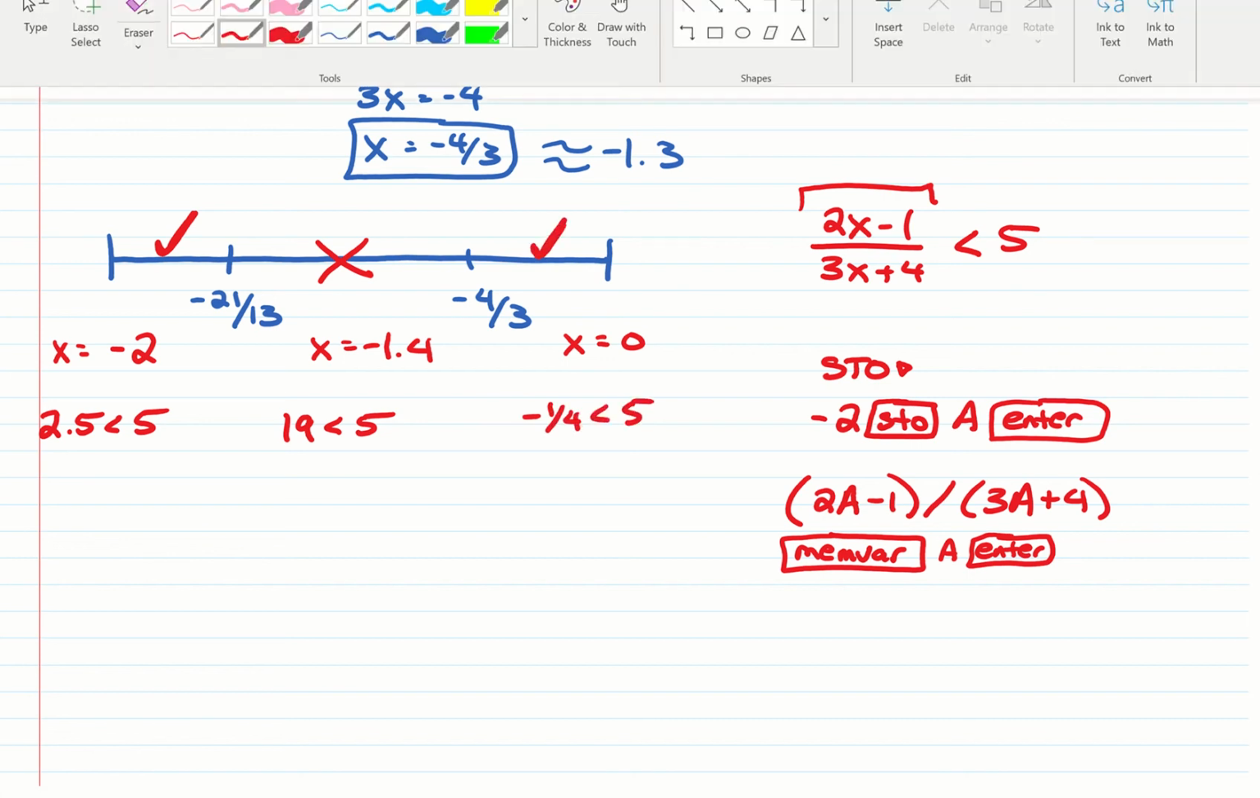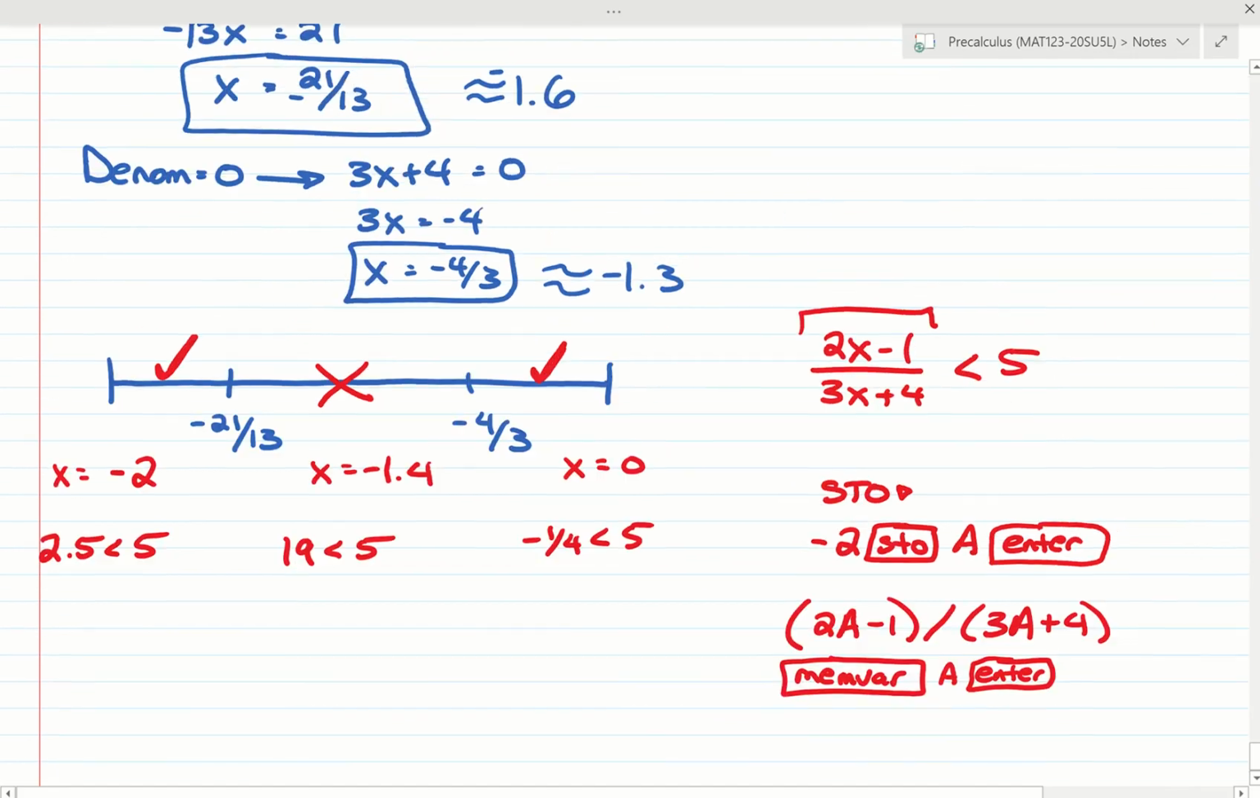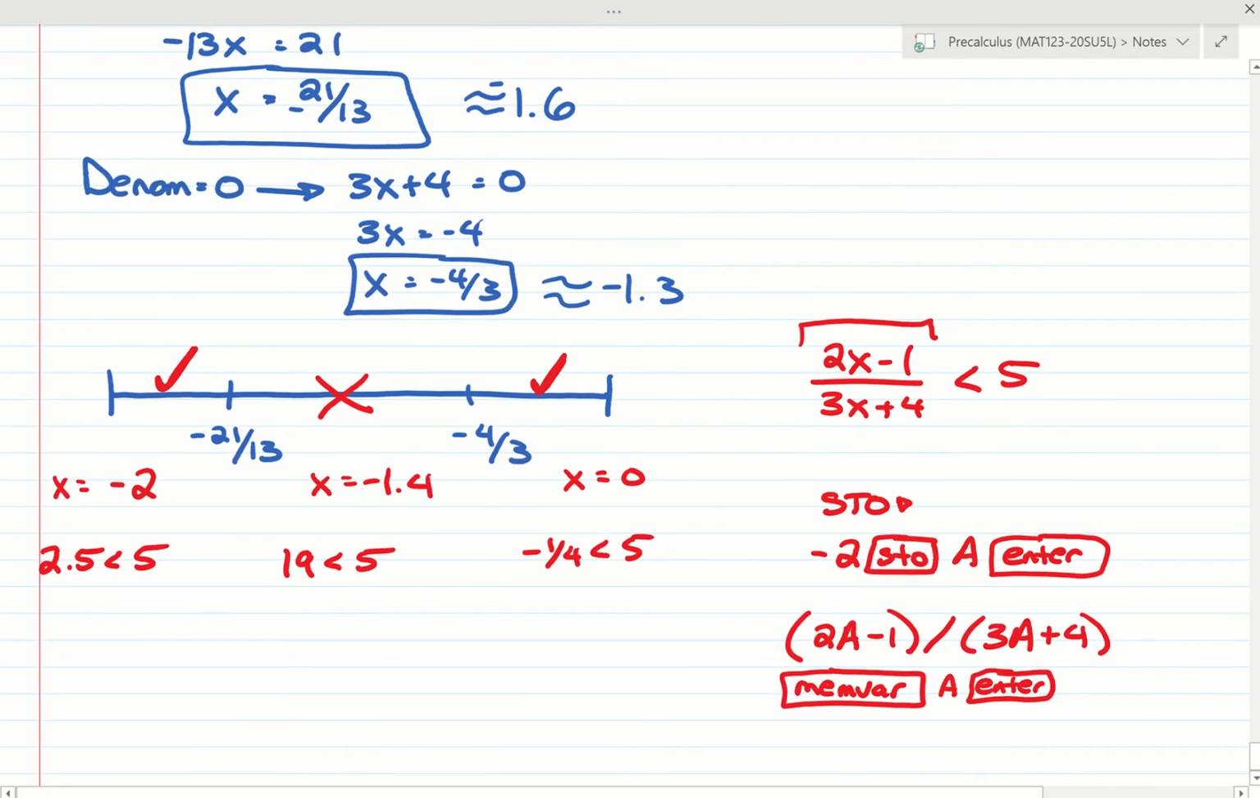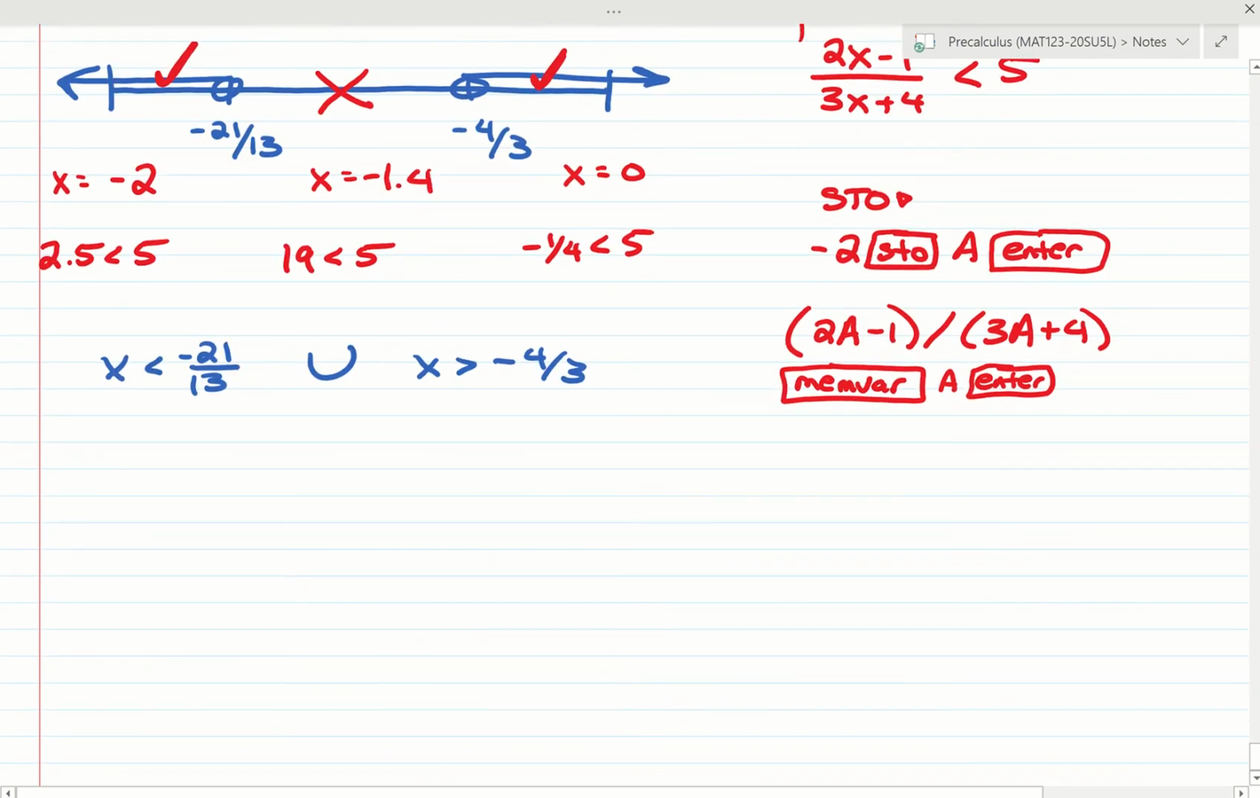So we're almost done here. It looks like the numbers that work would be numbers that are less than -21/13, in union with numbers that are greater than -4/3. And we just have to test the boundaries to see if we are going to include those or not.